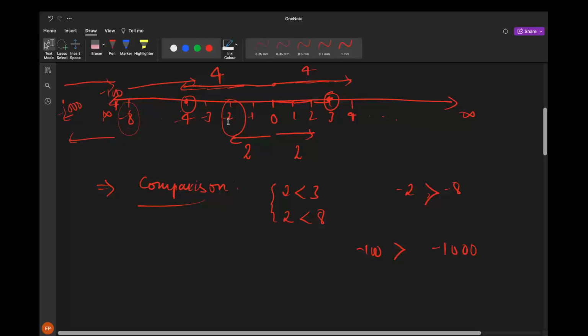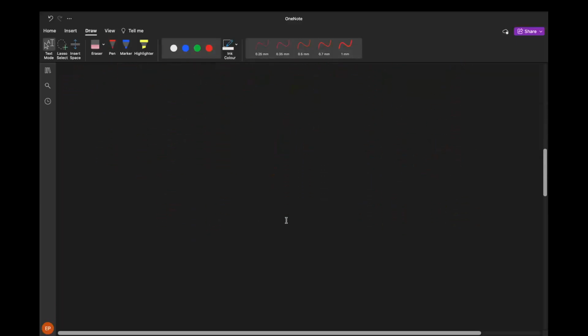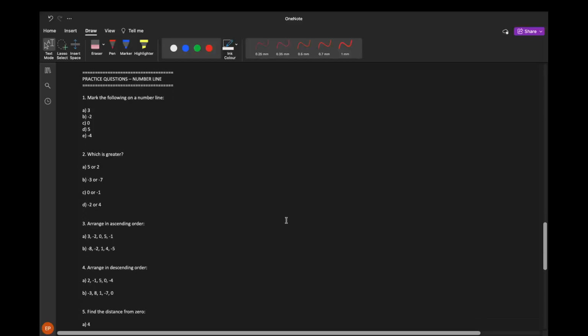Here -1 is bigger than -2, -2 bigger than -3, -3 bigger than -4. The number increases, but the value decreases with a negative sign. What about -30 and -31? Yes, you are right. -30 is greater than -31. Okay, this is the comparison. Here we'll see some example practice questions.